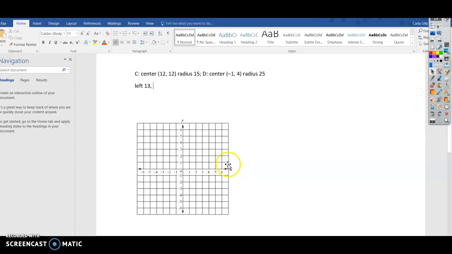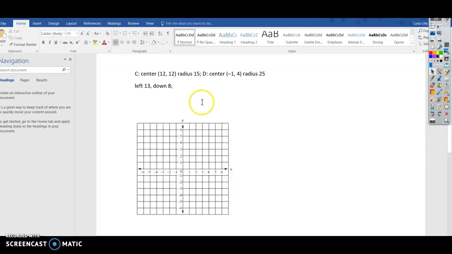Okay, so remember we're looking at the x first. The x is the horizontal axis, so if we go from 12 to negative 1, that would be left 13 units. All right, then we're going to look at the vertical movement. So we're going to go from 12 to 4. So we're going to start up here again somewhere, go from 12 to 4. So we're going down from 12 to 4 is 8 units.